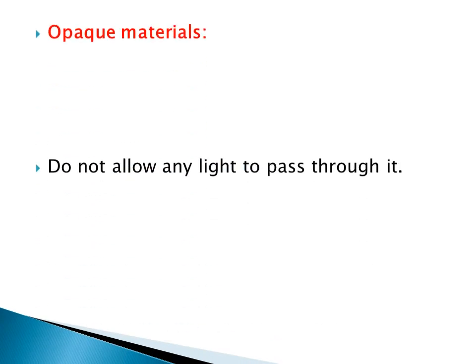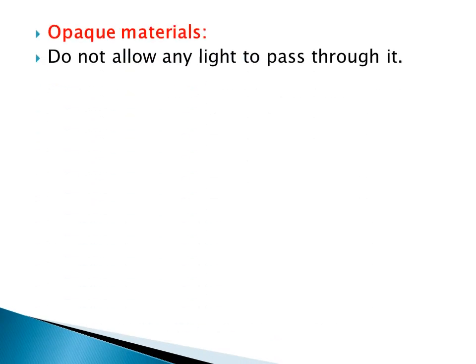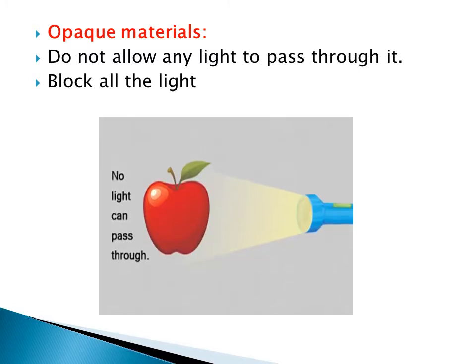And the third materials are called opaque materials. What is the meaning of opaque material? We said it before in Year One, in the properties of the materials. But opaque materials means that they do not allow any light to pass through them.